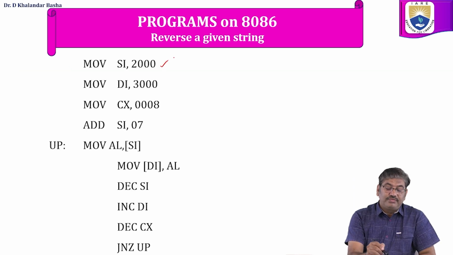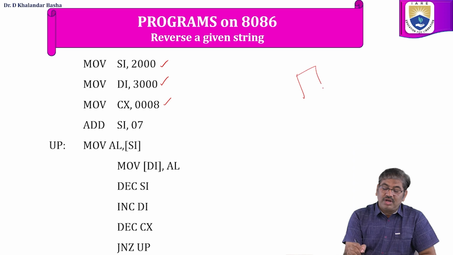The source string address 2000 is loaded into the SI register. The target location, which is at 3000, will be loaded into the DI register by using MOV DI, 3000. Assume the string consists of 8 elements, so we load the count into the CX register by using the instruction MOV CX, 0008H.